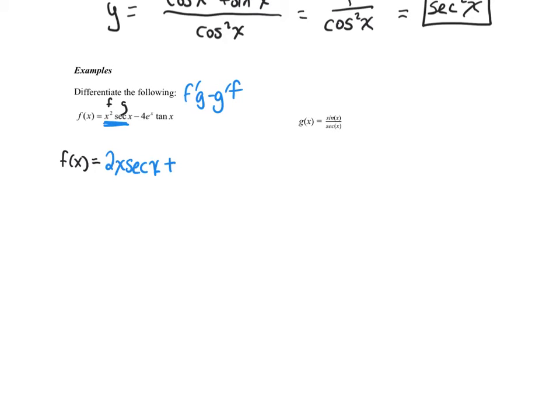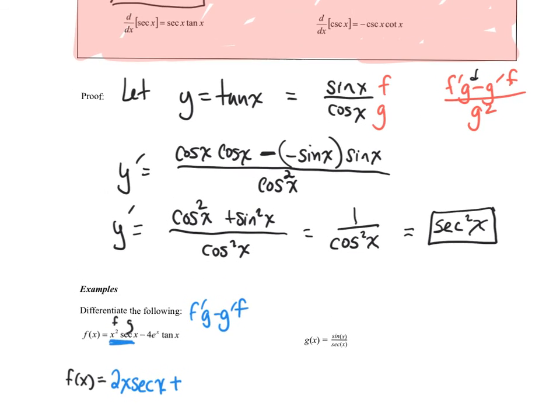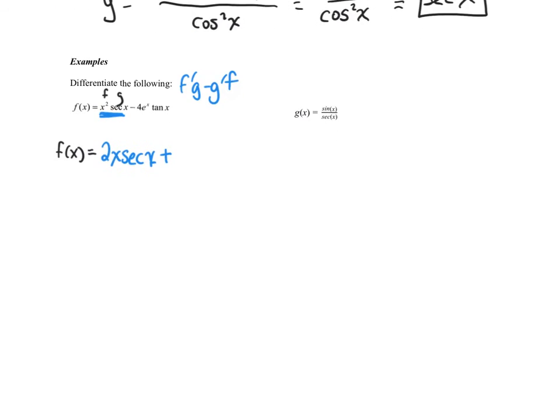Plus the derivative of g. So the derivative of secant x, if you look above, the derivative of secant is secant tangent. So the derivative is going to be secant x tangent x times f, which is the original function, x squared. So there's my first part. That's my derivative of that blue part.